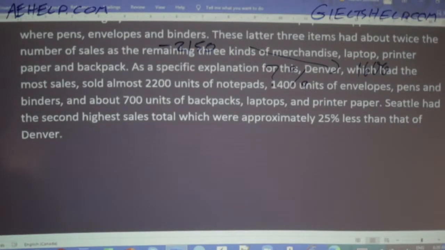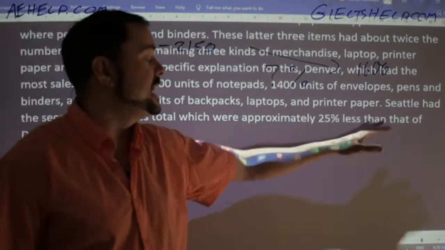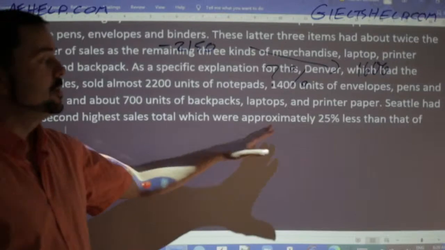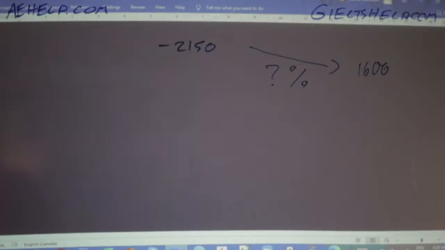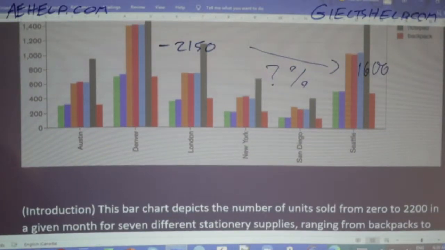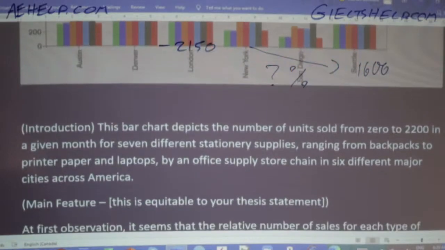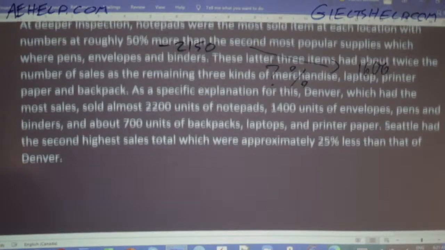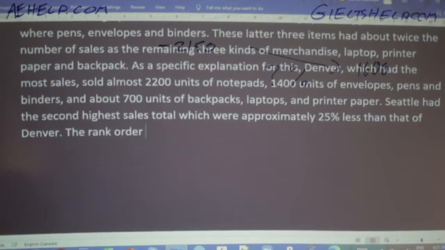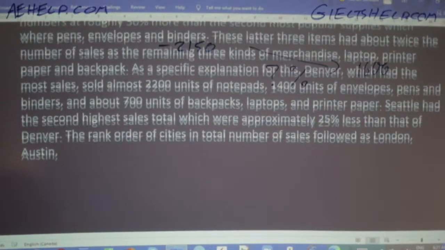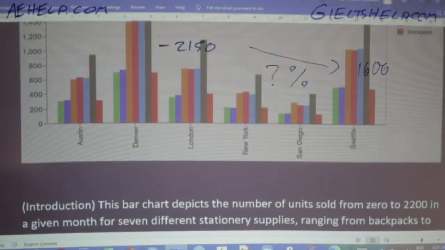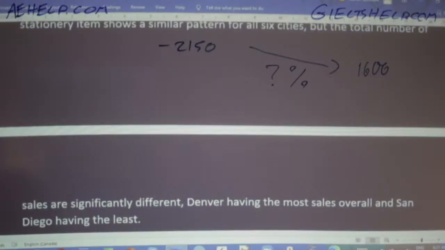okay. Now, you can write roughly, or you can also use the word approximately. So Seattle had the second highest sales total, which were approximately 25% less than that of Denver. Okay. All right, let's take a look at the other cities. So this was followed by London, then Austin, then New York, and finally San Diego. Austin, Texas, of course, I'm guessing. So London, Austin, New York, and finally San Diego.